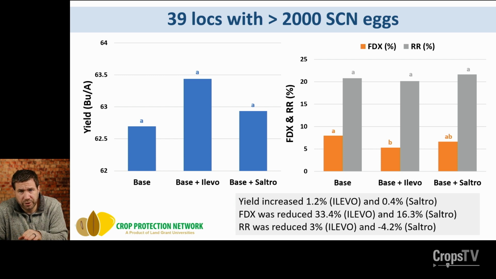But if you look at the yield increase, it's pretty much close to 0 for Saltro, and it's a 1.2% increase for Levo. Nothing was significant. The FDX was reduced by 33% for Levo and only 16% by Saltro. And then the root rot was actually not reduced at all for either product, very close to 0 for both products.